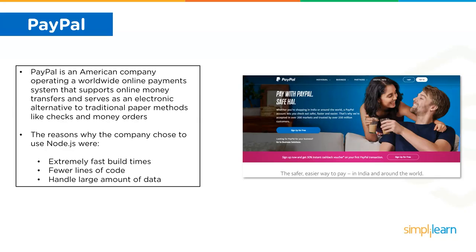Next up, we have PayPal. Now, PayPal is an American company operating a worldwide online payment system that supports online money transfers as opposed to traditional methods like checks and money orders. The reasons why the company chose to use Node.js were the fact that Node.js has extremely fast build times. It allows tasks to be carried out with fewer lines of code when compared to other server technologies like Java and PHP. And Node.js, being data intensive, efficiently handles a large amount of data.